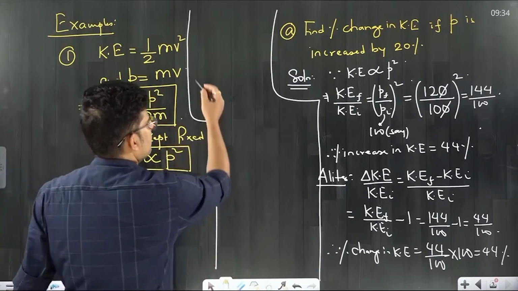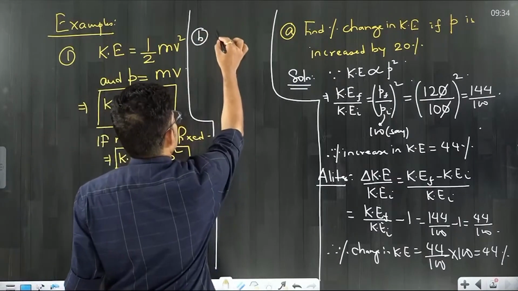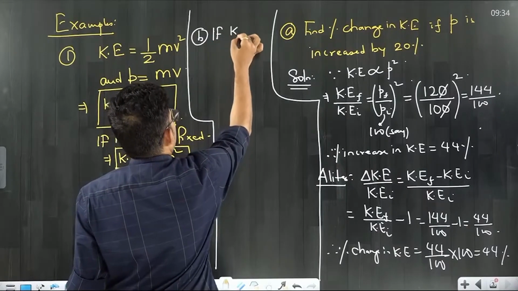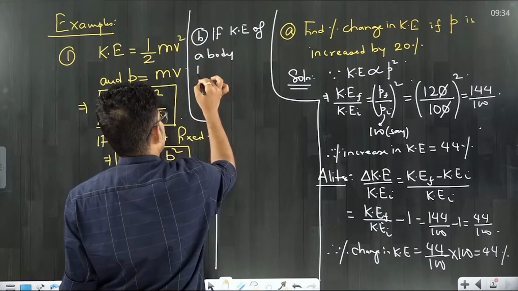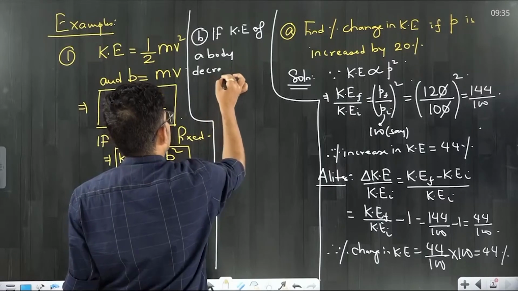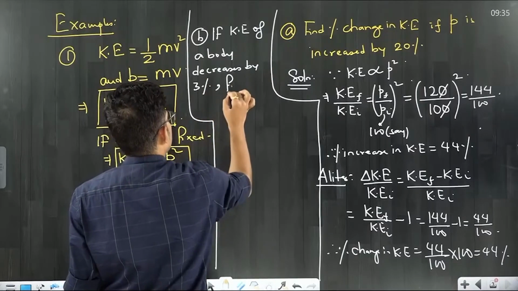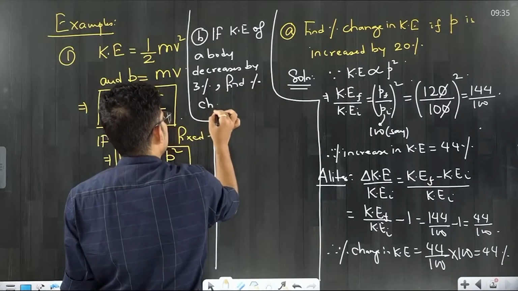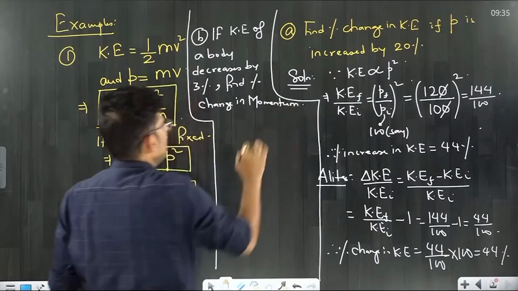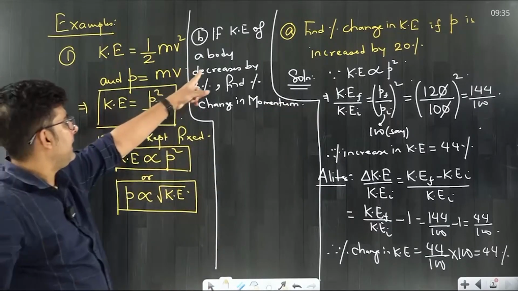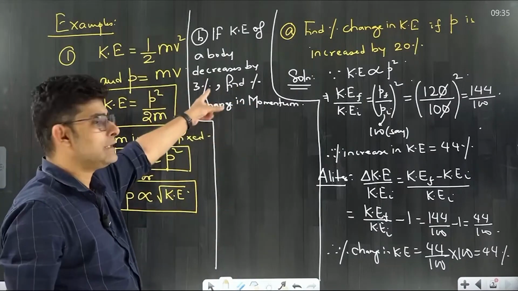Best of luck. So next we are taking again: if kinetic energy of a body decreases by 3%, find the percentage change in momentum. Now reverse. Kinetic energy of a body decreases by 3%, find the percentage change in momentum. Now let me know, is this a large change or a small change?